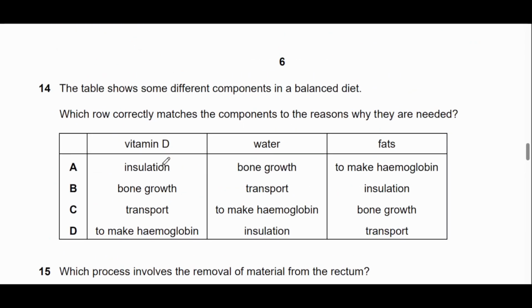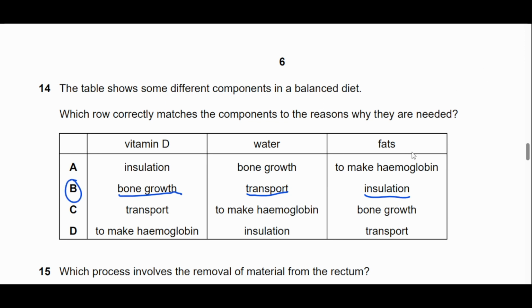The table shows some different components in a balanced diet. Which row correctly matches the components to reasons why they are needed? Okay, right. So, out of these three, vitamin, water, and fats. Let's see. Fats are used for insulation. Water is used for transport. Vitamin D is used for bone growth. Okay.